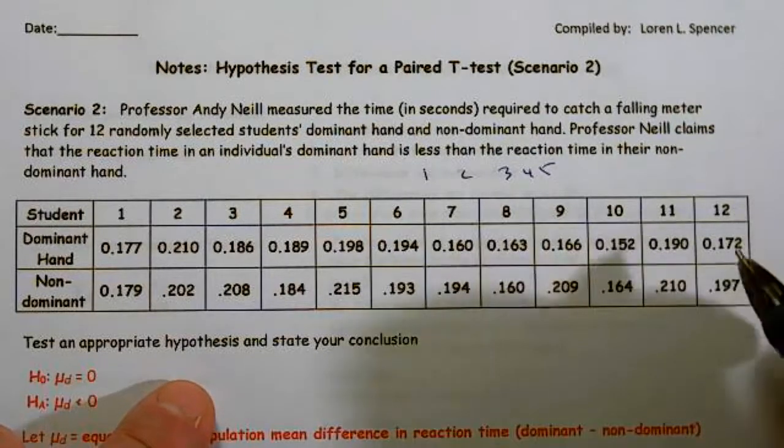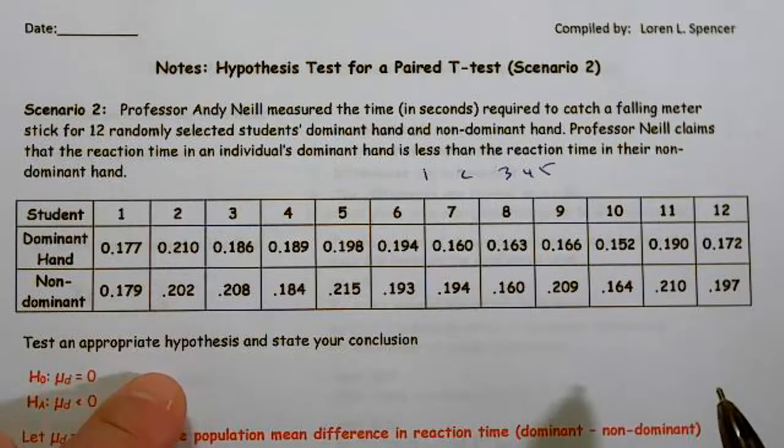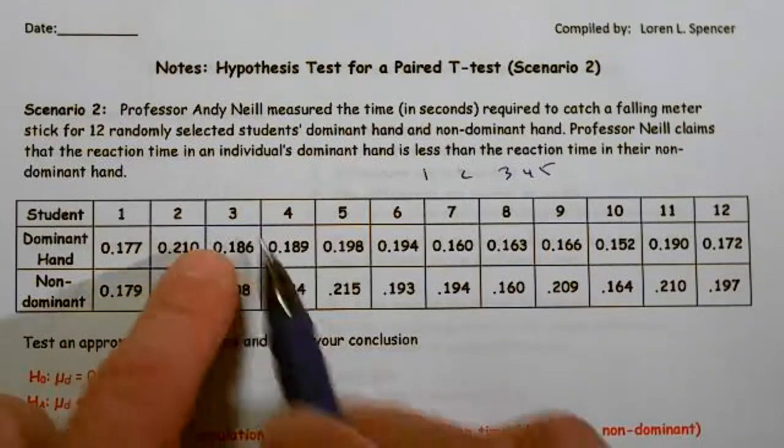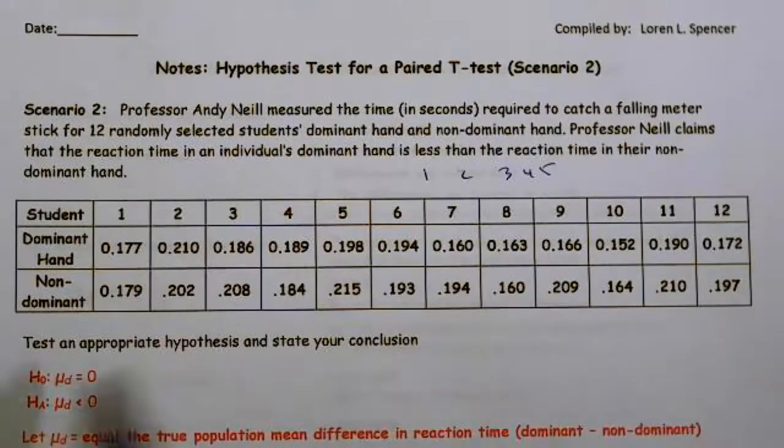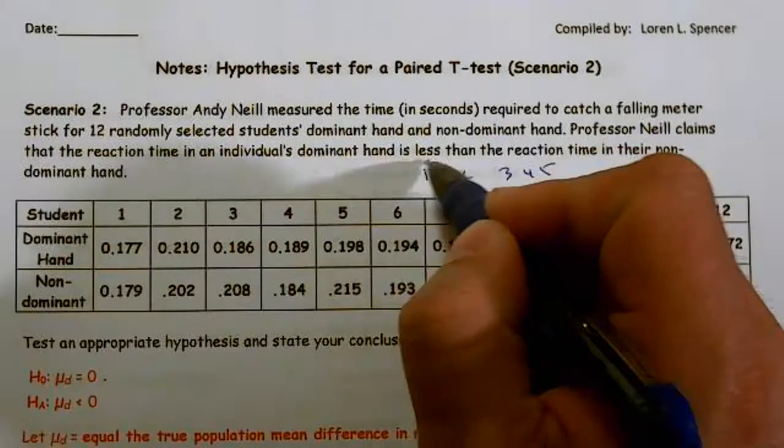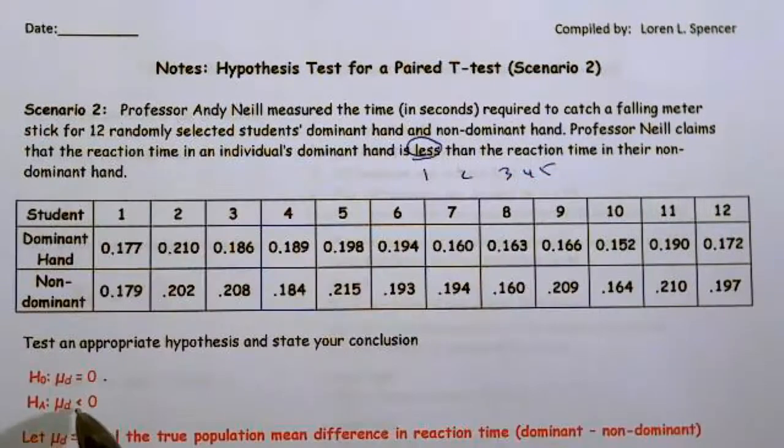So we have 2 lists of data, and it says test an appropriate hypothesis. Well, each one was tested twice. Because each one is tested twice, we can run a paired test, which means we're working with a mu-d. Anytime we're working with a mean difference, our null will equal 0. And in this case, McNeil claims that the dominant is less than. So this tells me that we're working with a less than symbol. Mu-d is less than 0.